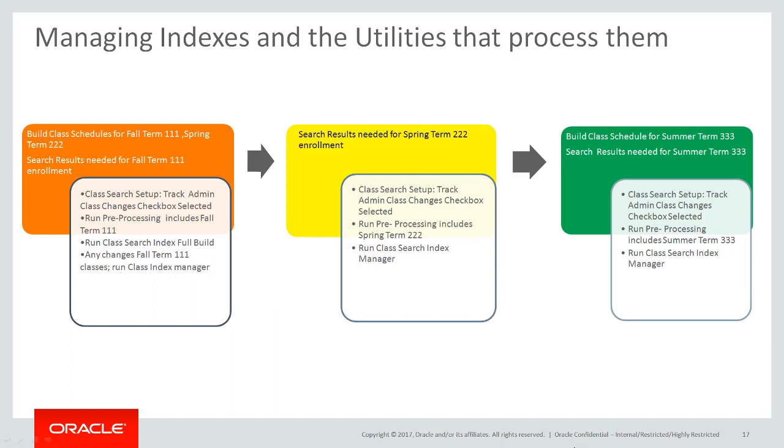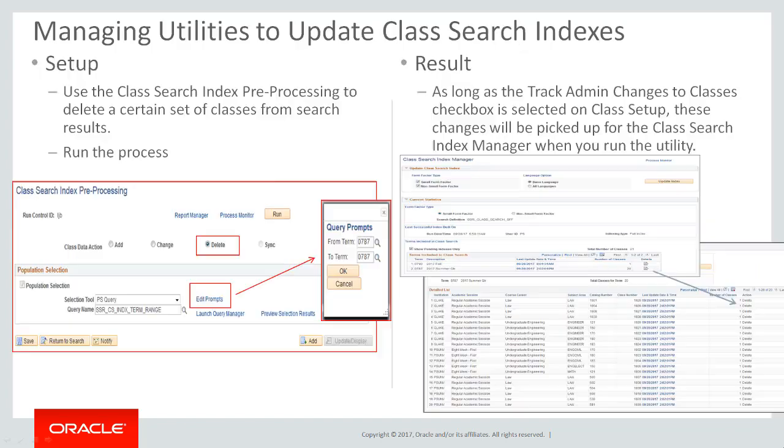As you can see, the key to all of this good practice is to keep the track admin changes to classes checkbox selected. Of course, there will be times when you'll want to delete appropriate classes from your search results. You can also use class search index preprocessing to change the contents of the class table extension record and use the class search index manager to recognize those changes.